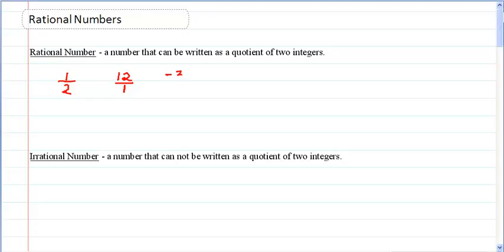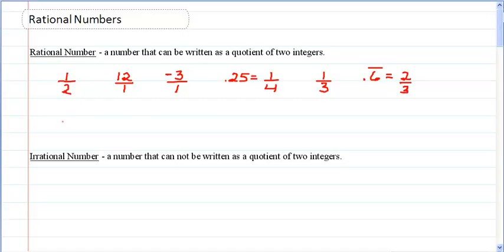Another example would be -3. You can take -3 and also write it as -3/1. And then a decimal, like 0.25. 0.25 is the same as 1/4. Another example would be 1/3, or the decimal 0.6 repeating. 0.6 repeating is the same as 2/3.